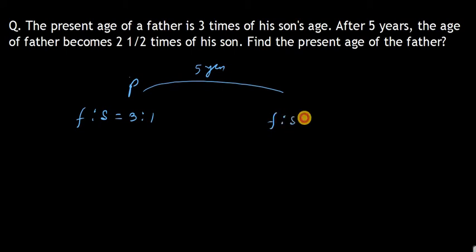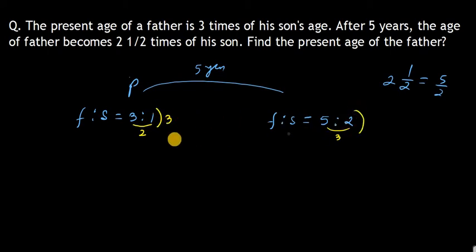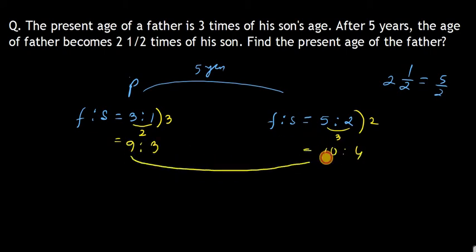1 by 2, 2 times is 4 plus 1, 5 by 2. That means the father to son becomes 5 is to 2. Find the present age of the father. The ratio is 3 to 1, and after 5 years 5 to 2. To make the gaps equal, multiply 3 to 1 by 2, giving 6 to 2, and 5 to 2 by 3, and so on. So 3 3s are 9, 3 1 is 3, and 2 5s are 10, 2 2s are 4. The father is 9 here in terms of ratio.